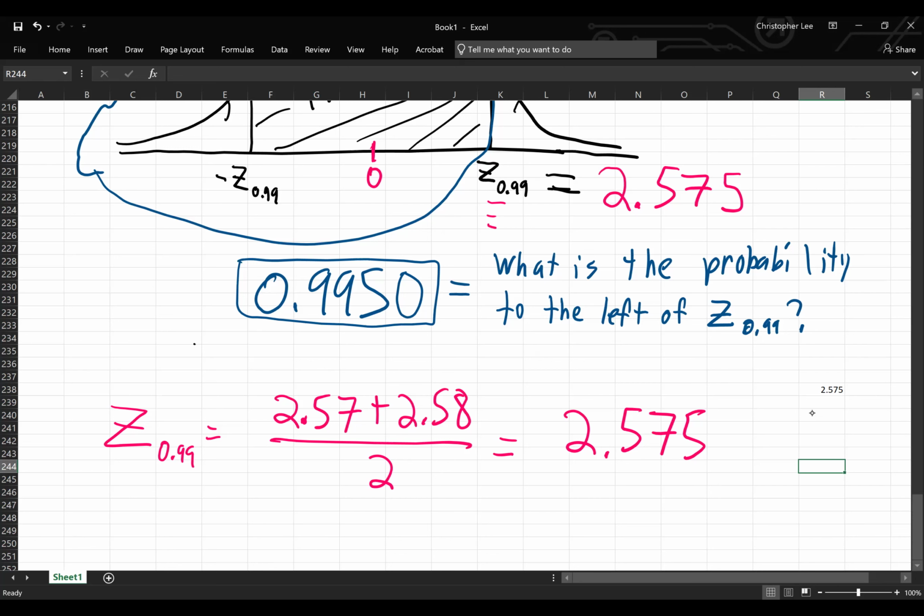So when you have the area in between, that's what you're looking for.